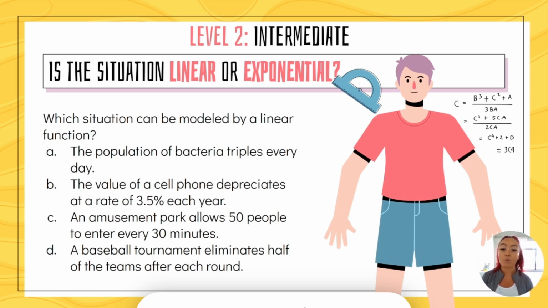C says an amusement park allows 50 people to enter every 30 minutes. Well, that one seems linear. That one seems like a constant rate of change. Every 30 minutes, we're adding 50 people, right? It's the same amount every 30 minutes. So it looks like it's C, but let's just make sure that it's not D. D says a baseball tournament eliminates half of the teams after each round. So I see the word half, and I know halving is dividing, which means that it must be exponential. So the answer is C.